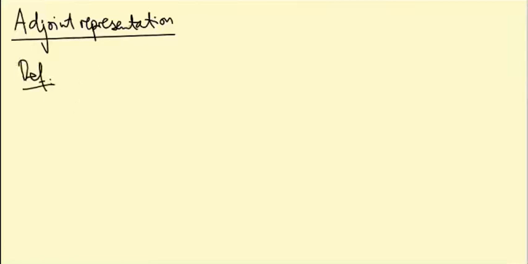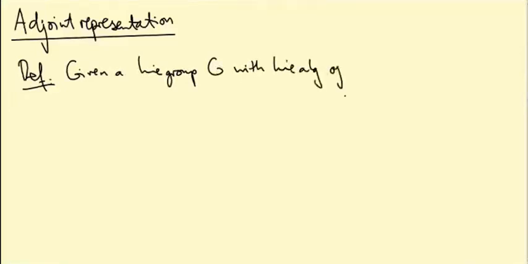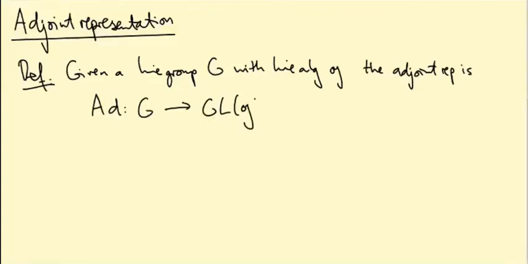So what is the vector space? Well, given a matrix Lie group G with Lie algebra little g, the adjoint representation is the homomorphism Ad, capital Ad, from G to GL of little g. In other words, the vector space on which we're acting is the Lie algebra of the group. And it's defined in the following way.